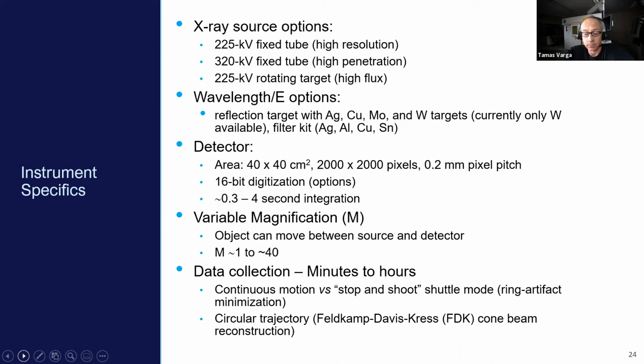Data collection can vary from minutes to hours, depending on the sample and the amount of information we need. In most cases we run 1 to 2 hour scans on most samples. And so we have this cone beam configuration and the related reconstruction algorithm we're using. Next slide, please.